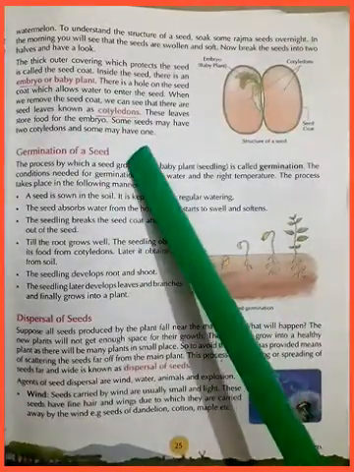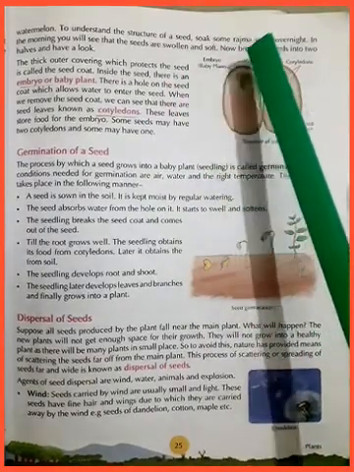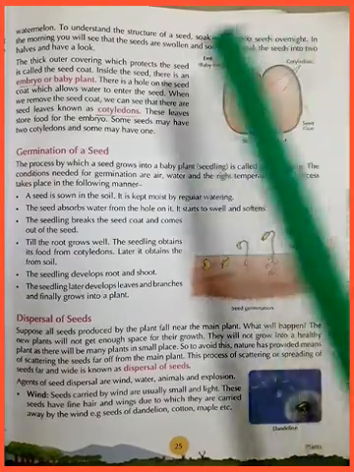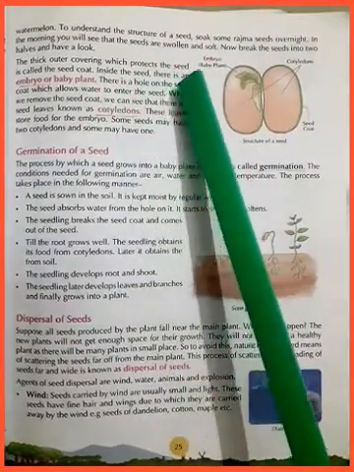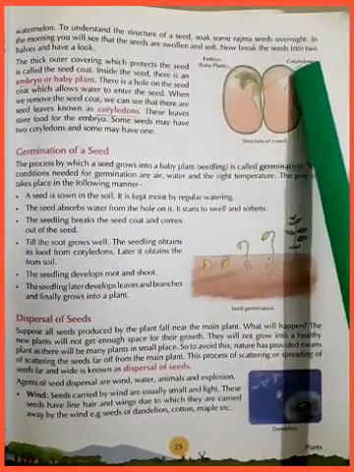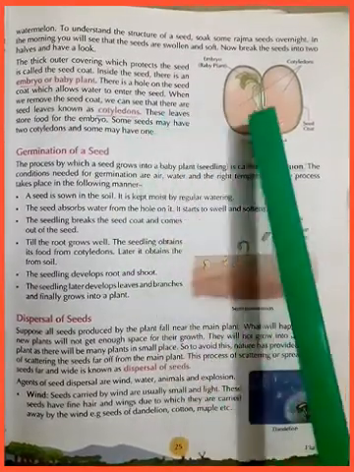Now, to understand the structure of a seed, soak some rajma seeds or any seed overnight. In the morning you will see that the seeds are swollen and soft. Now break the seeds into 2 halves. Have a look at what happens.